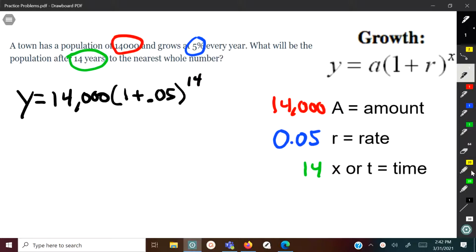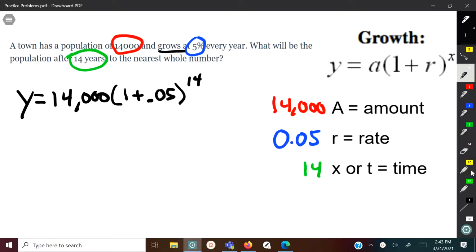Okay, now let me go back here. The town population of 14,000 grows. There's an indicator, an increase, grows. Words like that let you know you're going to use the growth formula. So you have to make sure you read it and figure out which one you're using. That's important.